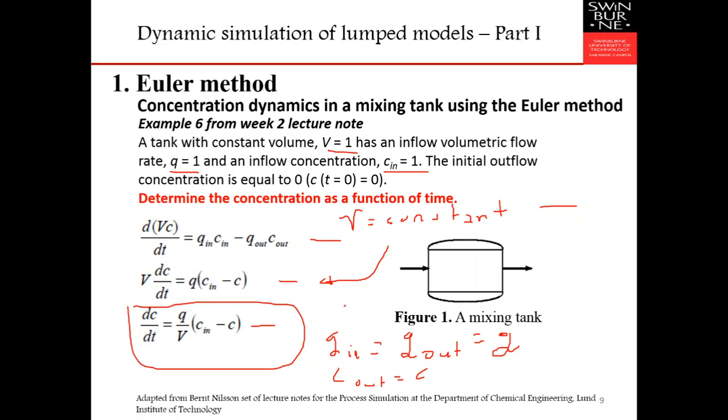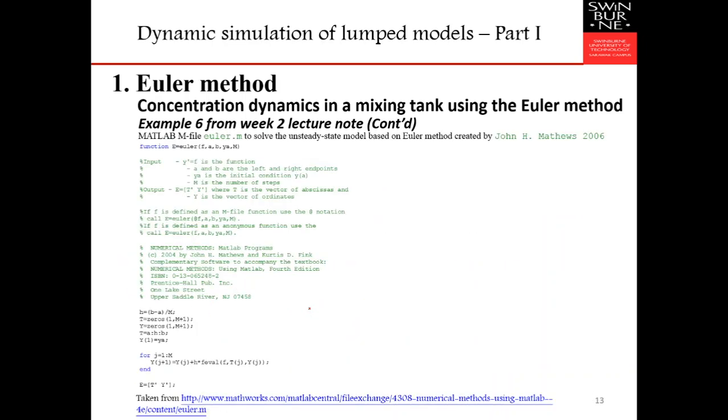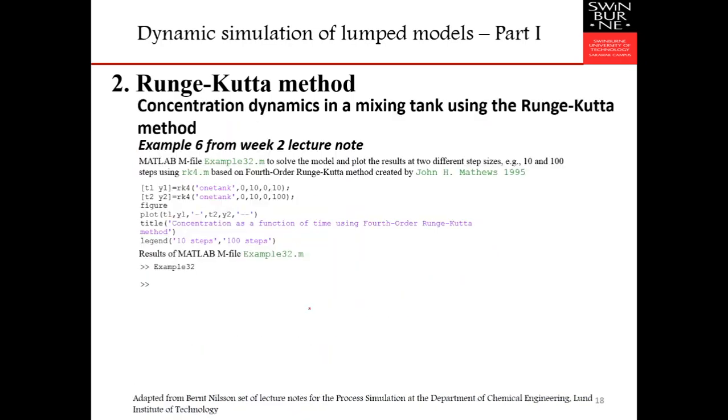This is what we're going to use to compare with the Euler method. One tank MATLAB function model has been derived already, so we just need to create another MATLAB M file and call it example3.2.m. Then we're going to use a program developed by John Matthews already. It's called rk4.m. Here, the same notation that we use in the Euler method applies: this one refers to the left, this one the right endpoint.